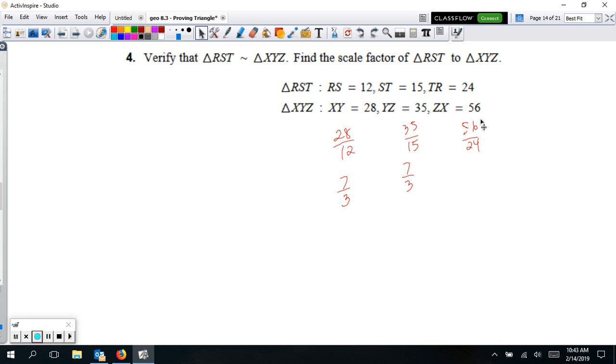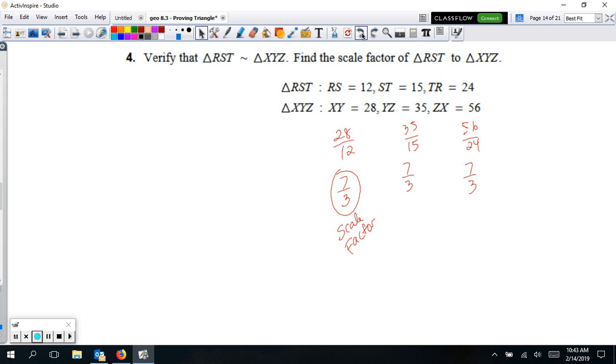8 goes into both of these. We're looking for the biggest number that would go into those, our greatest common factor. And so that would also be 7/3. 8 goes into 56 7 times and into 24 3 times. Since they're all the same number here, they all reduce to the same number, that is the scale factor. 7/3 is our scale factor.